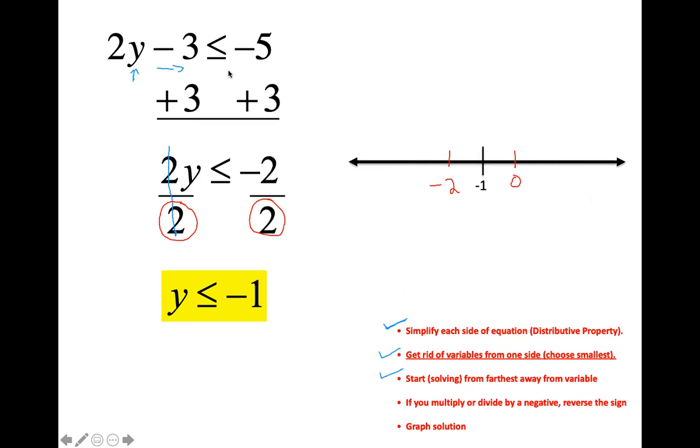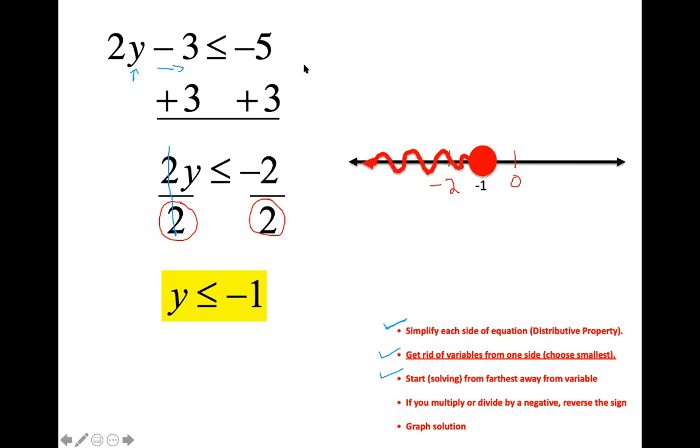Remember graphing, open or closed circle. Well, in this case, since it's less than or equal to, it would be a closed circle. And I'm saying that instead of the word y, the solutions are smaller than -1. That would be shade left.